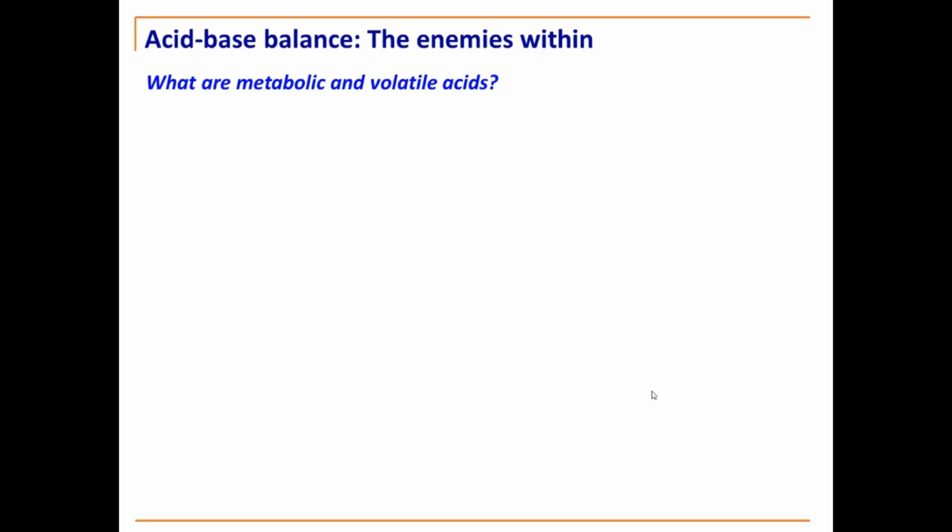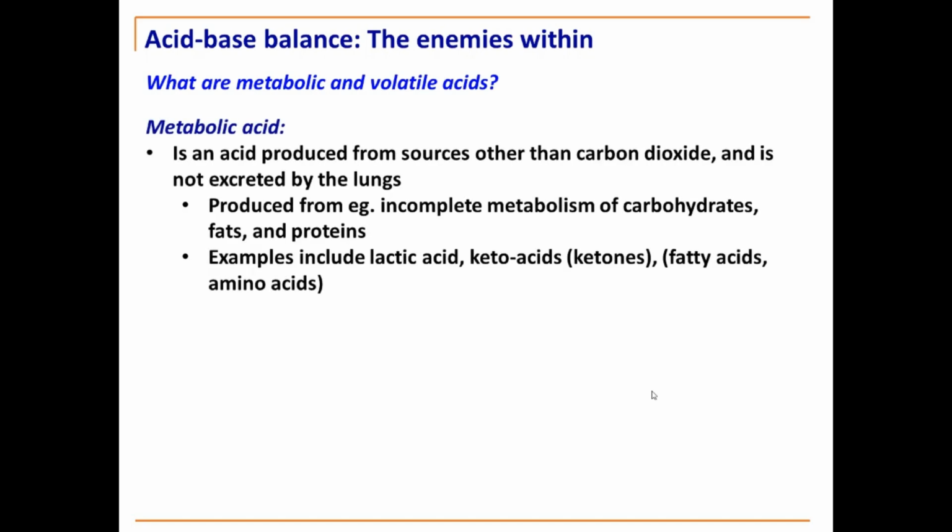So when we're thinking about it, we need to think, what are metabolic acids and what are volatile acids, as they're also known? So volatile acids, we'll come to it in a second, but basically all acids produced in the body are metabolic, apart from carbonic acid, which is the sole volatile acid. Remember, it comes from CO2. So let's think about those metabolic acids. These are acids produced from sources other than carbon dioxide, and they're not excreted by the lungs. So they may be produced due to the incomplete metabolism of carbohydrates, fats, and proteins.